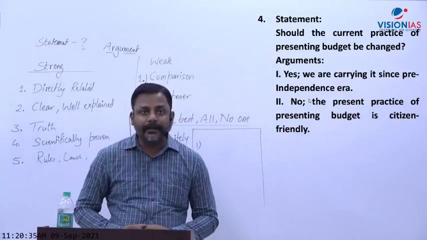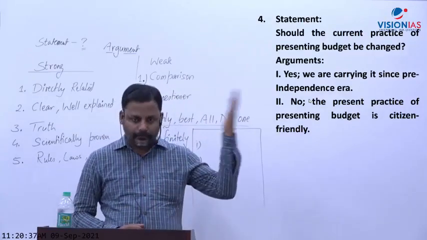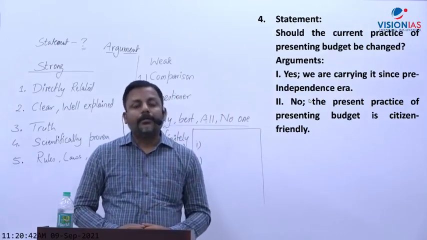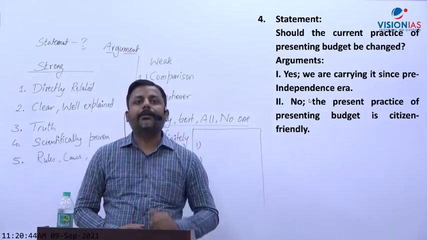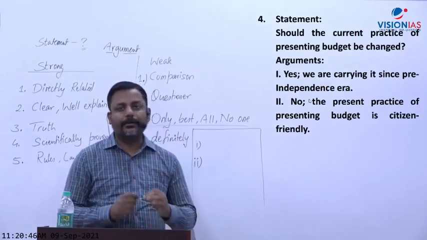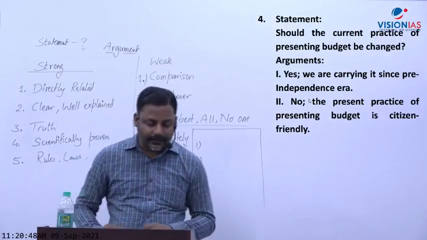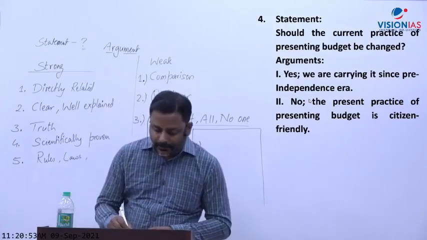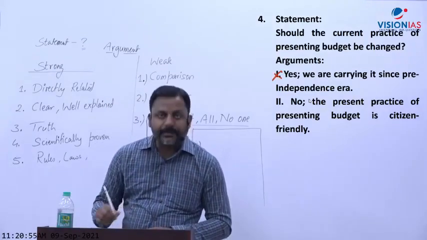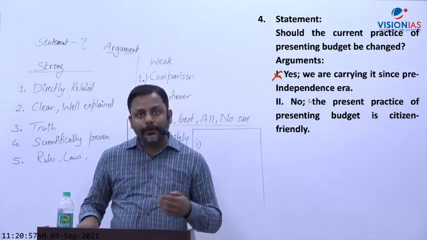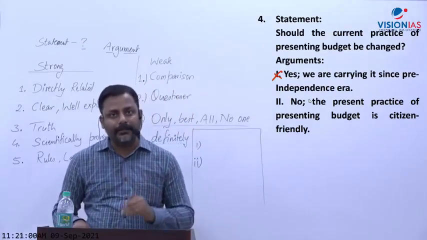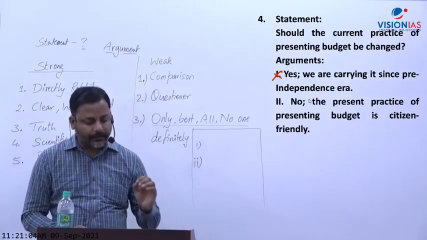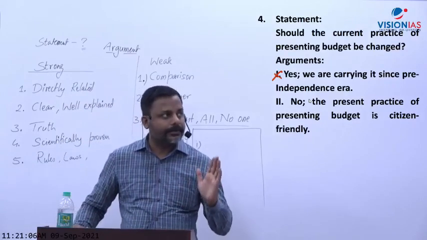See, the first statement is saying that we are carrying it for a very long while. But what is the problem in that particular way of presenting budget is not there in the argument. So that's why the first argument is not a well explained argument. It doesn't represent the reason or the problem behind presenting the budget in this manner. So that's why we cannot consider it as a strong argument. First one is weak.